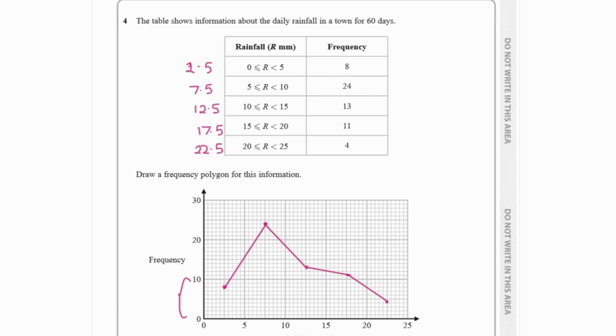This was a 2-mark question, and in order to get the 2 marks, the first mark would be for knowing that we have to plot the midpoints, and the second mark would be for plotting all the points correctly and joining them up with a ruler.